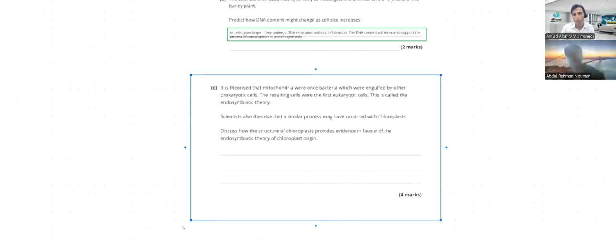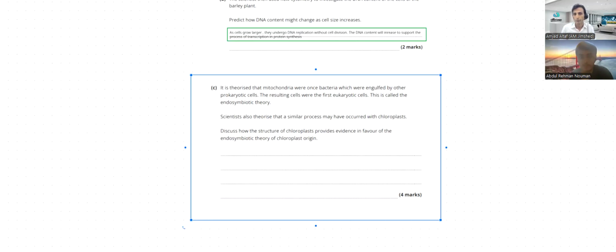So, read completely first. Okay, what's next? Discuss how the structure of the chloroplast provides evidence in favor of the endosymbiotic theory of chloroplast origin.